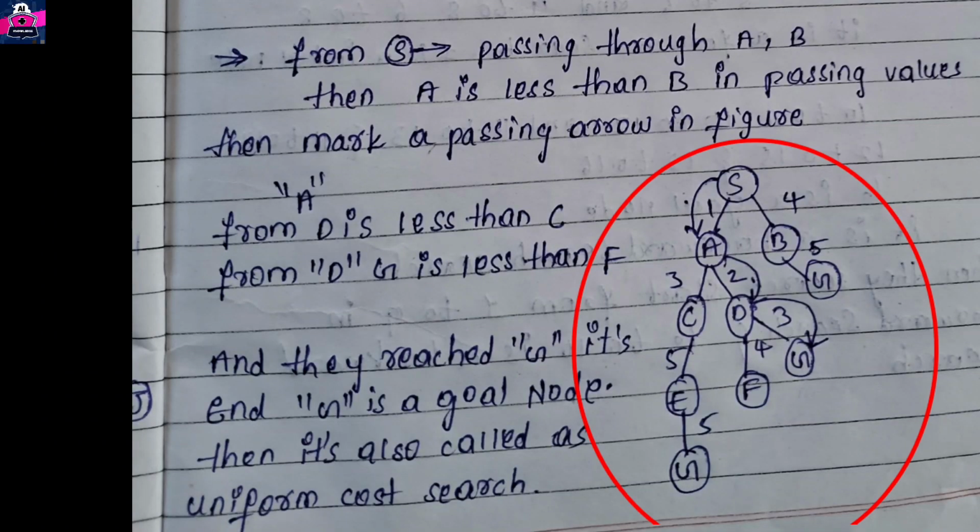S to A, S to B, A to C, A to D, B to G, C to E, D to F, D to G, E to G. And G is a goal node.